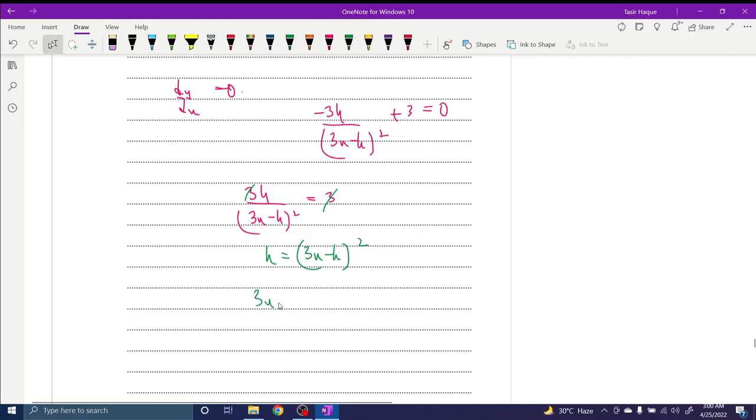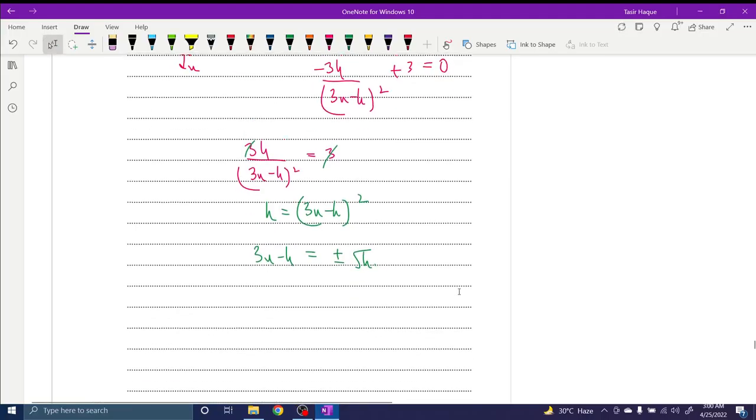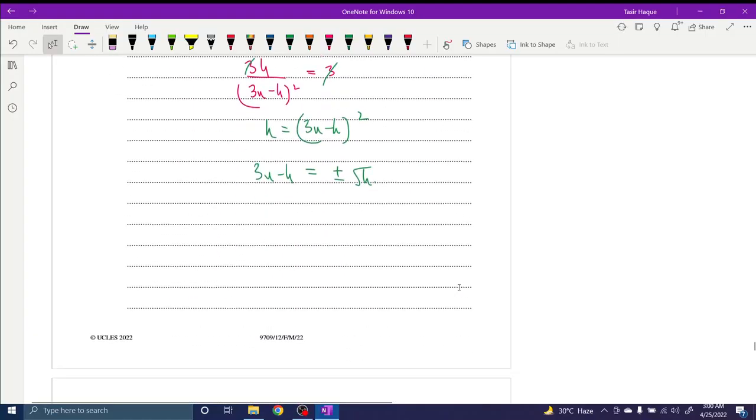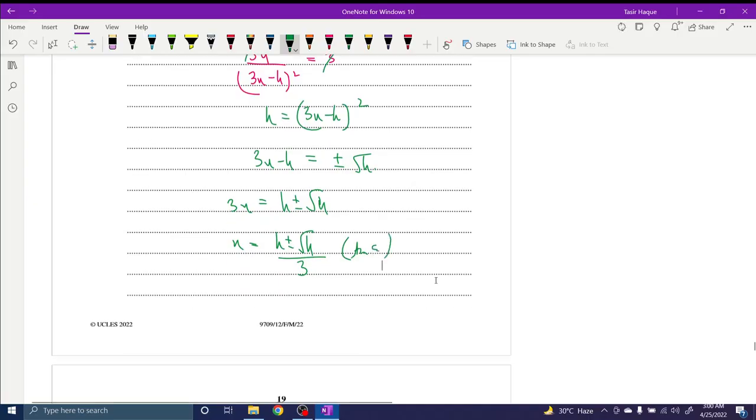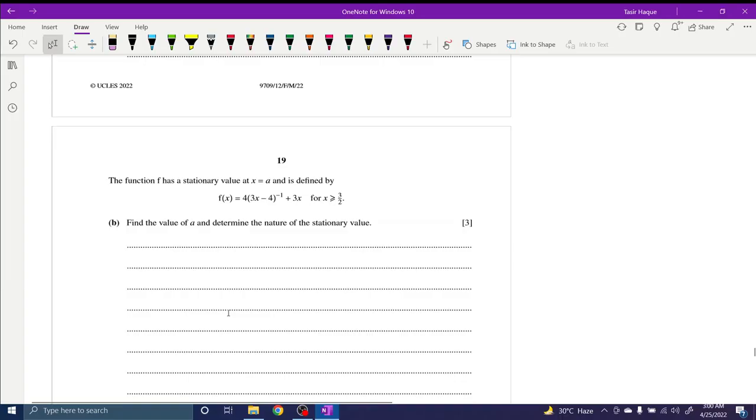Okay, so 3x minus k is equal to plus minus root k. We want to make x the subject. 3x is equal to k plus minus root k. So x is equal to (k plus minus root k) divided by 3. That's it. This is our answer. Okay, makes sense. Now find the value of a and determine the nature of the stationary value.